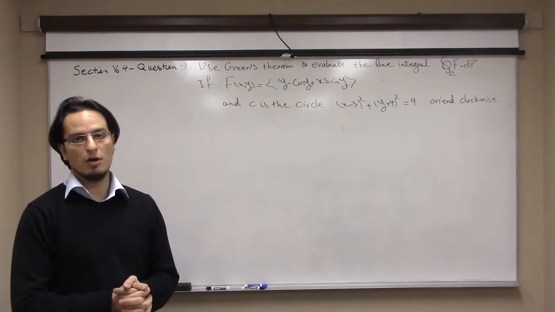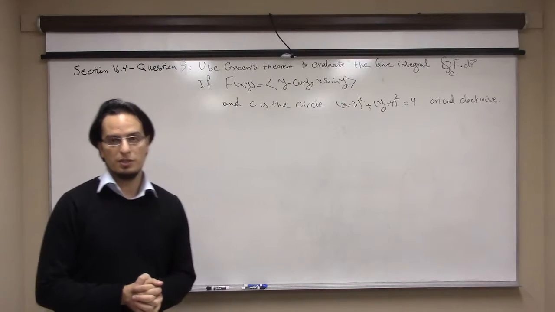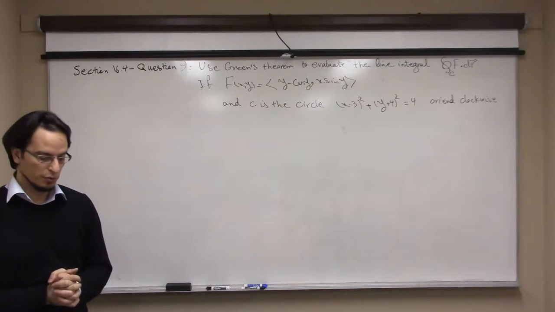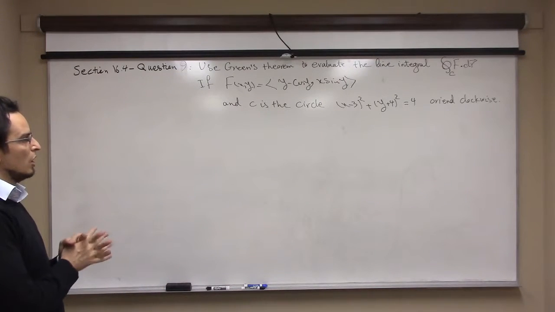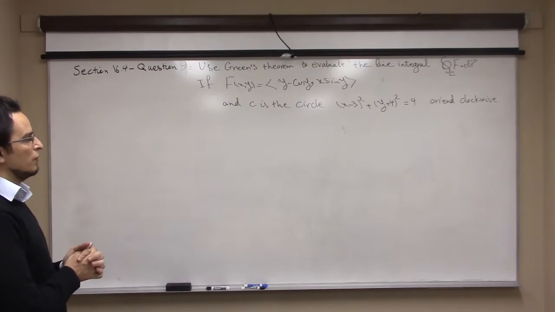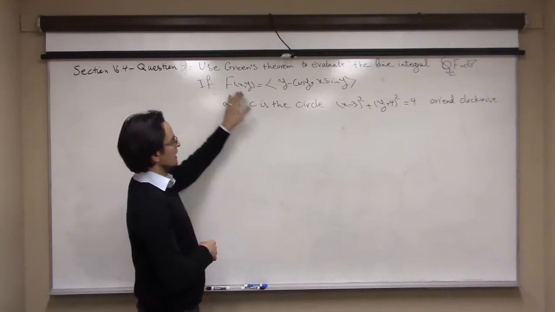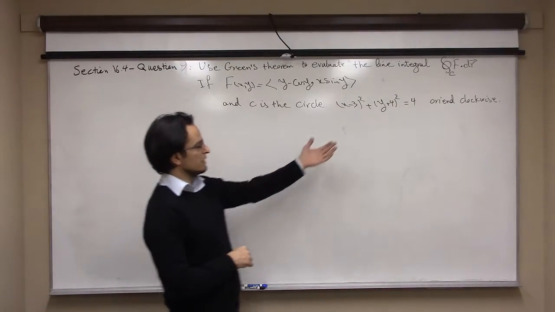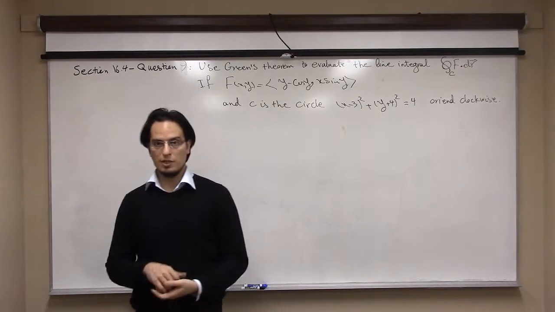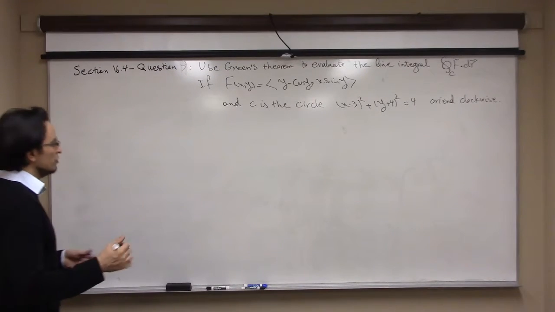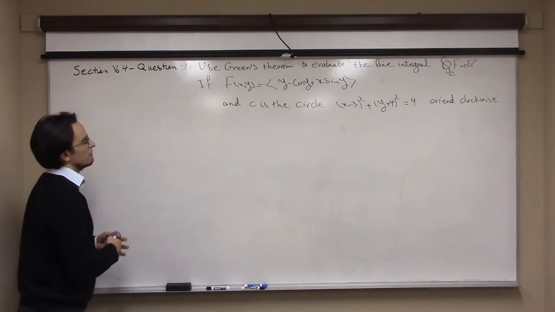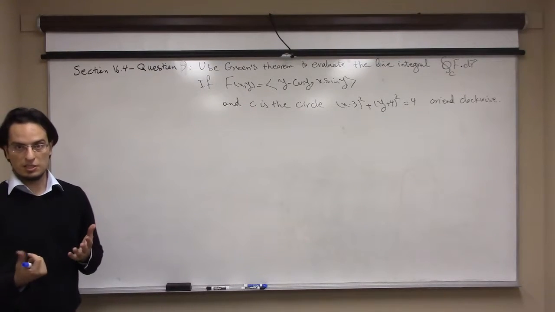In this video I'm going to do question 13 from section 16.4. The question asks to evaluate the line integral for this vector field along the circle given by this equation and oriented clockwise. To evaluate that line integral, let me first recall what Green's theorem is.